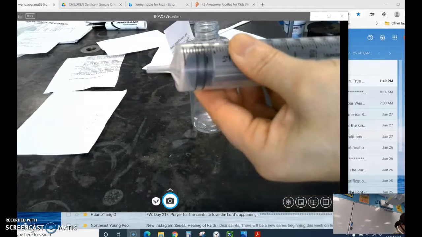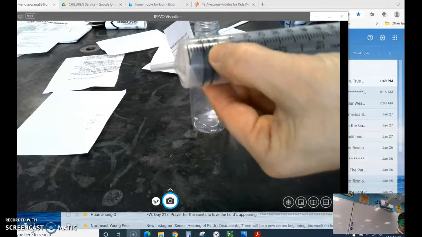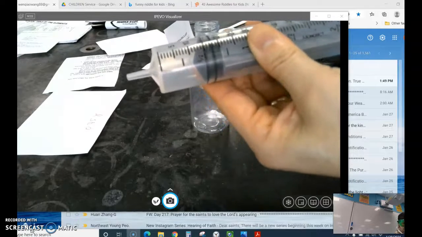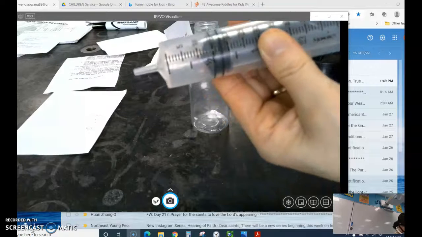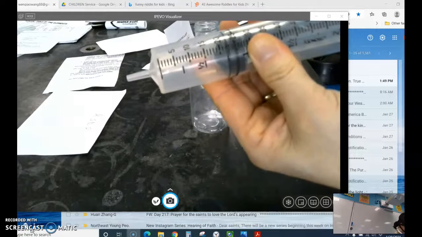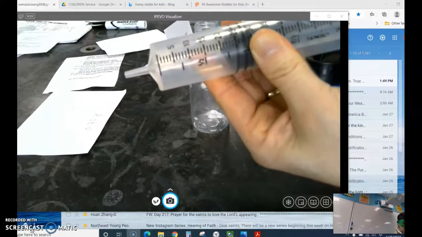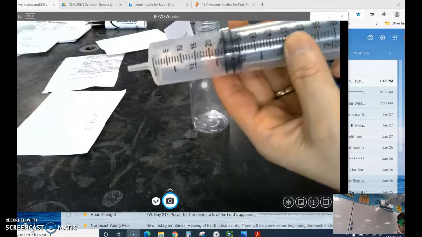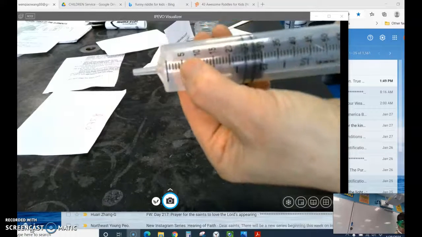So look at the front line. If the front line is here, this means 5. If the front line is here, this means 15. If this one here, this means 25. So that's how you read this thing, okay? So remember, every time I'm going to use 5 milliliter of vinegar. So the first time we go.